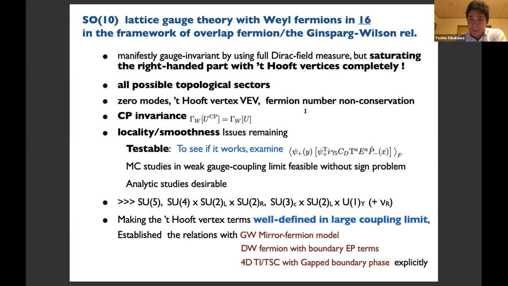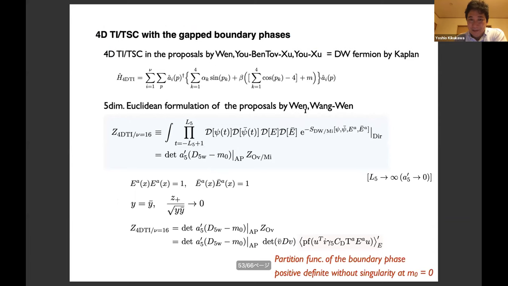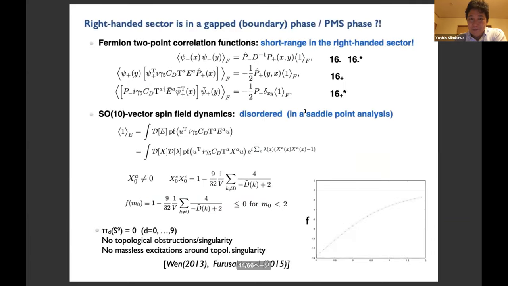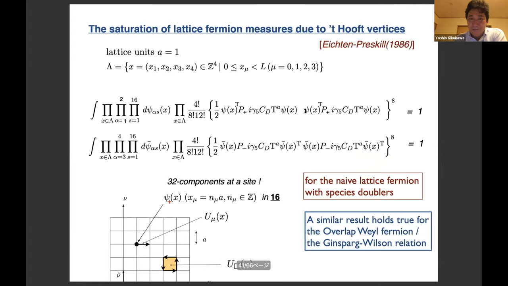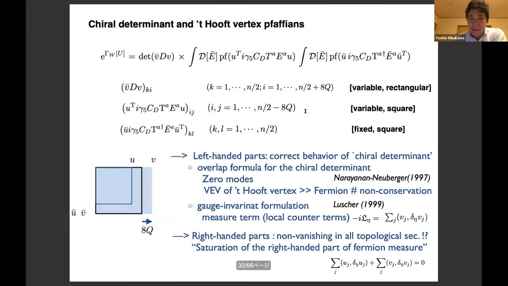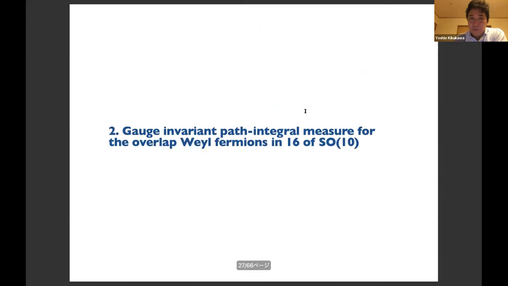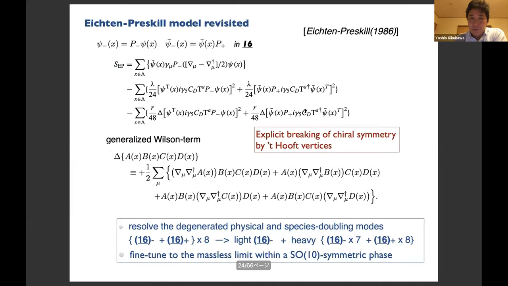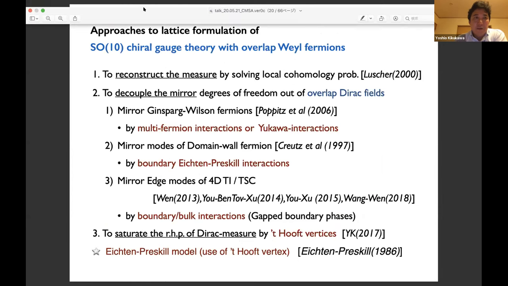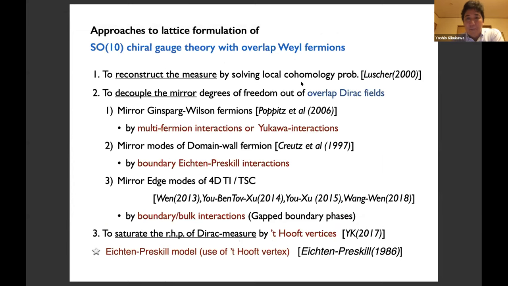Here I discussed the mirror fermion approach, as you considered. But as I said, there is the original approach by Lüscher, right? So we should try to construct the measure. Yes, the reconstruction approach proposed by Lüscher. And for non-abelian theories, we do not have an answer.